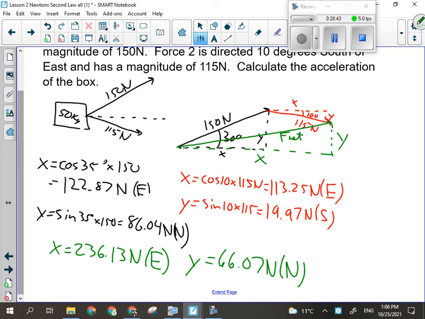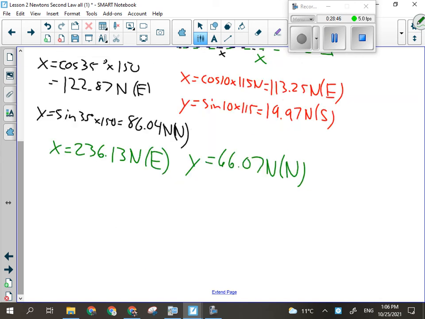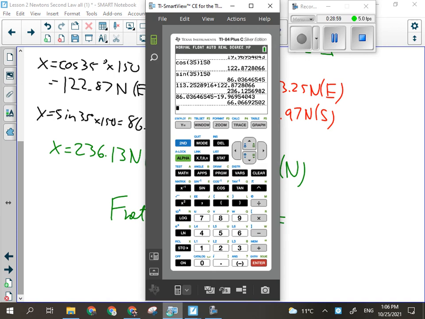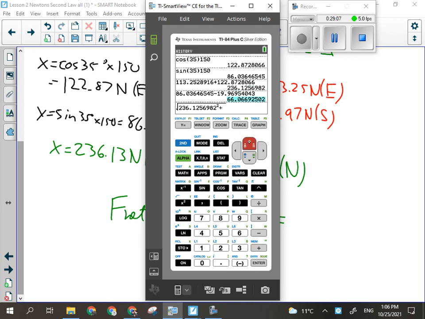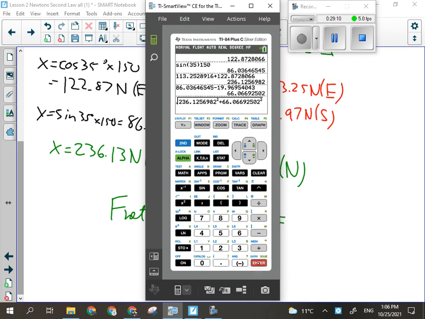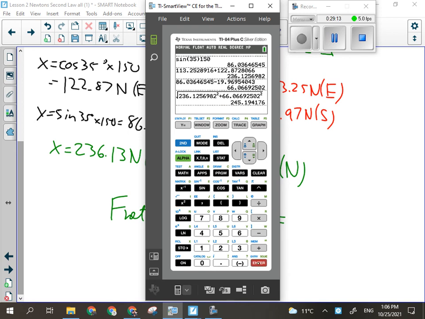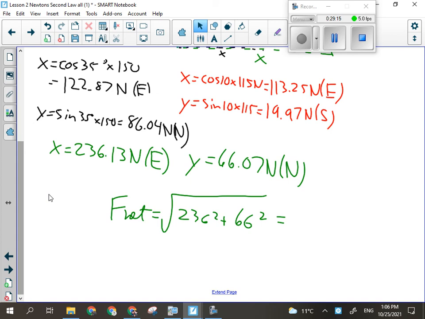Now that I've got the two sides of that triangle, I can calculate the magnitude of my net force. So it'll be the 236 squared plus 66 squared, obviously with all the decimals in it. So we're looking at 245.19 newtons, and then we have to get the direction.